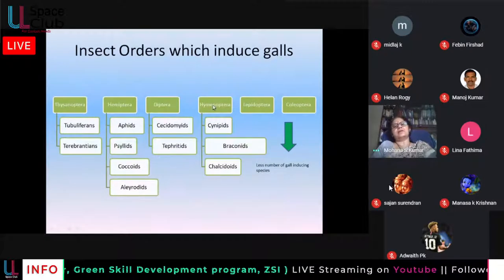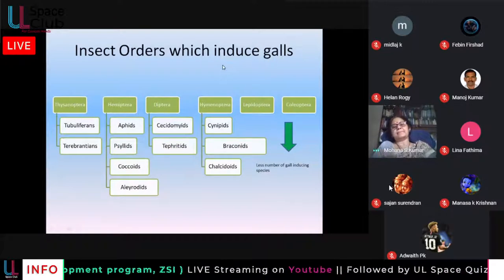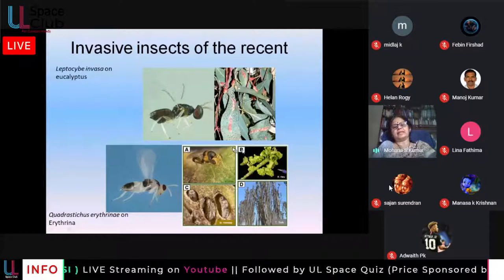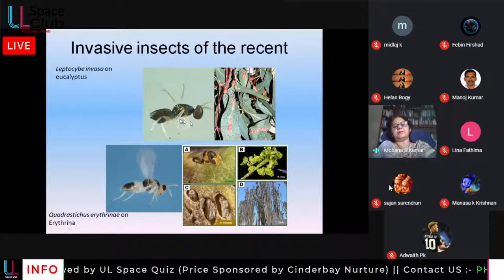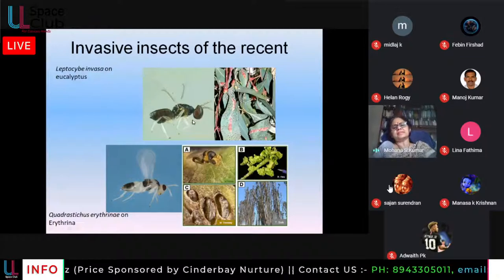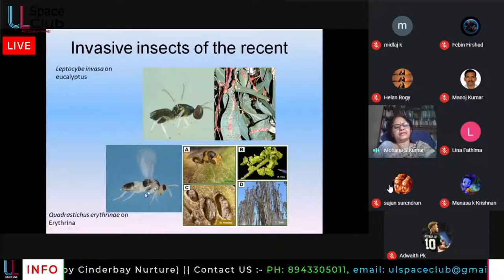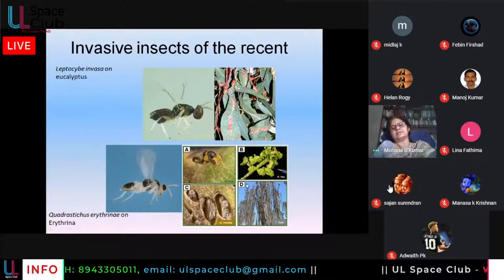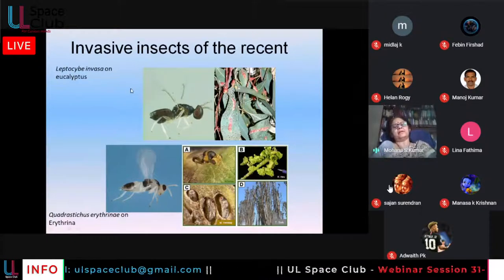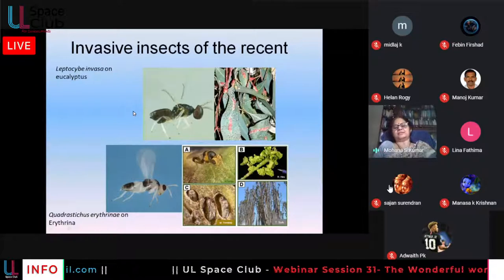Many groups induce galls in plants. These are other examples, like invasive groups on eucalyptus. This particular insect made galls. On erythrina, this particular insect has made galls. These are all coming from South America and Mexico and doing all these things here.